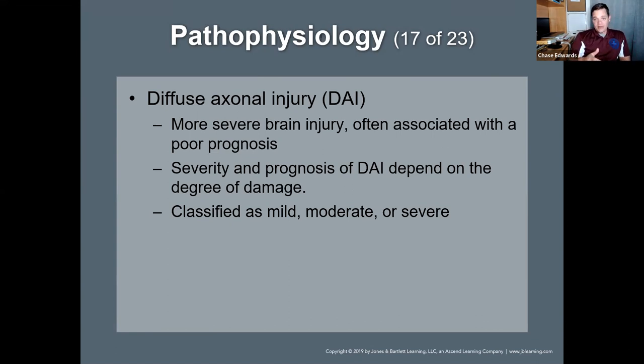Unlike a concussion, however, this more severe brain injury is often associated with a poor prognosis, right? So it involves the stretching, shearing, or the tearing of nerve fibers with consequent axonal damage. An axon is a long, slender extension of a neuron that conducts electrical impulses away from the neuronal soma in the brain.